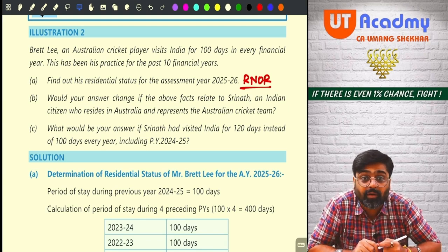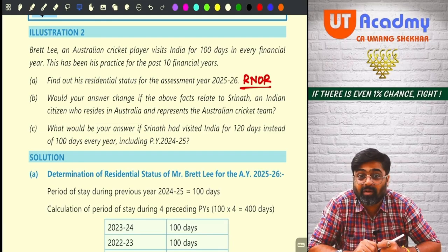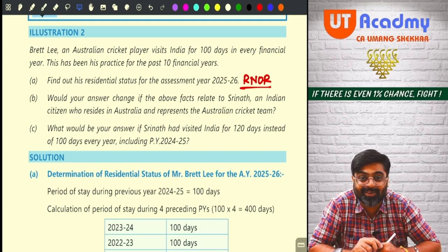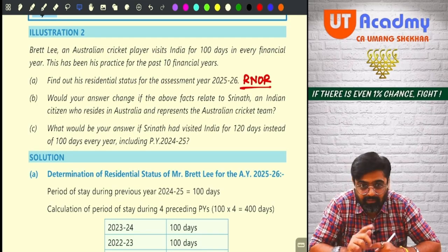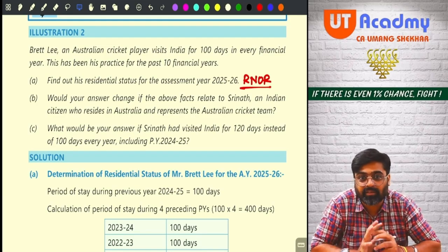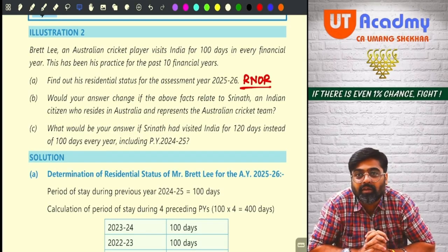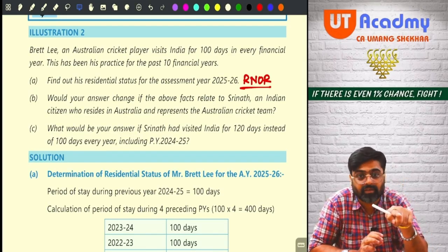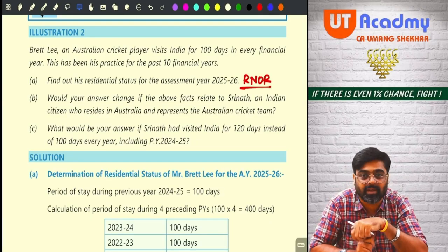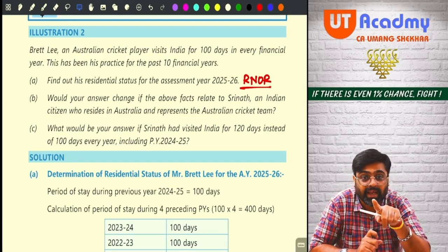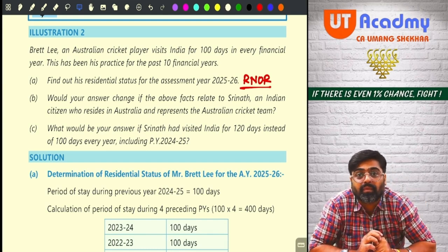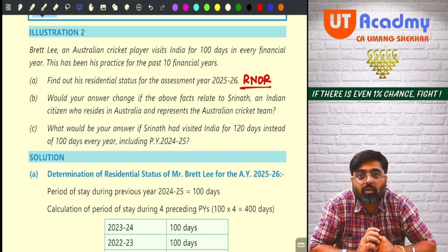May be covered or may not be covered, because they have not told what is the total income of Srinath. Important. Have they told you that Srinath's total income is less than or equal to 15 lakhs? Because in order to cover an Indian citizen under the third exception, the visit exception, you need to check that his total income should also be less than or equal to 15 lakhs. Yes or no? But it is not mentioned here how much his total income is.